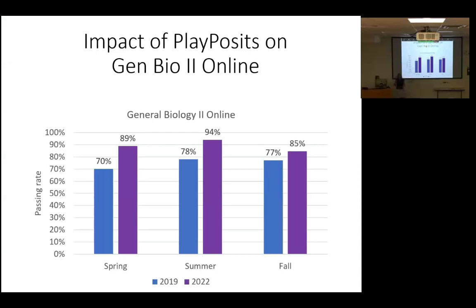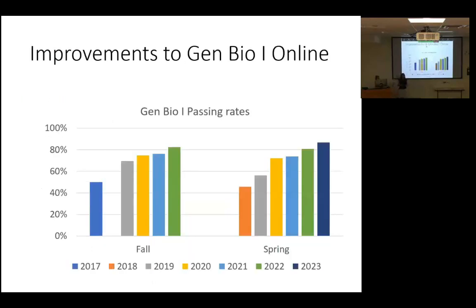Now the videos on the Perusall have always been there in the course, but there was no way to keep track if the students were actually doing them. Some students didn't even know that the videos were there, even though they were supposed to look at that page. So when I started using Perusall, I saw up to a 19% increase in the passing rates when students were required to watch the videos. This is for Gen Bio 2.